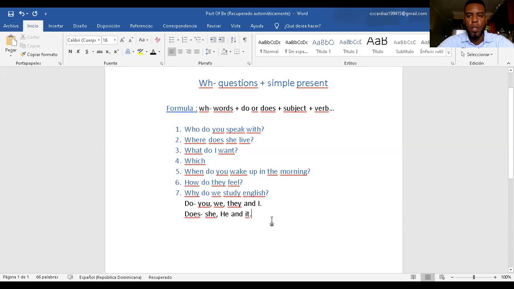Okay, we finished this explanation about WH questions plus simple present. That's the first grammar focus on Unit 8, Interchange Intro.